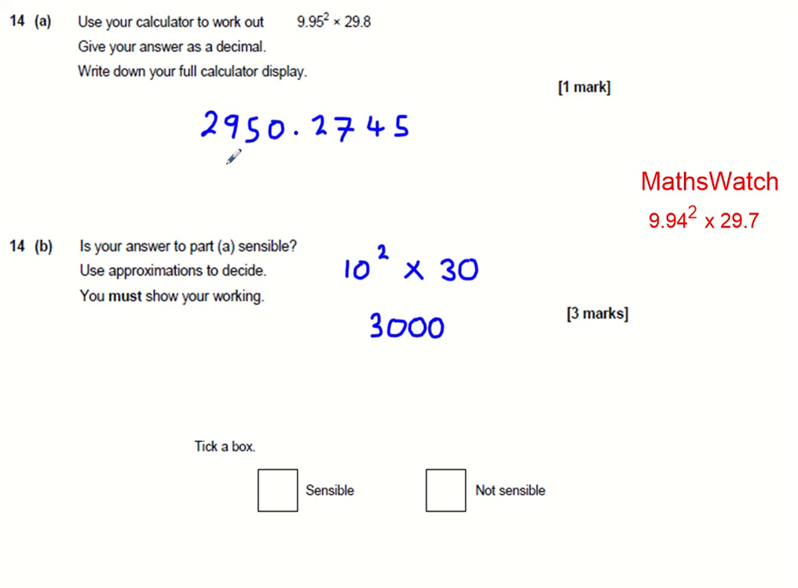Is that a sensible approximation? Well, 2,950.2745 is very close to the number 3,000, so our answer is sensible.